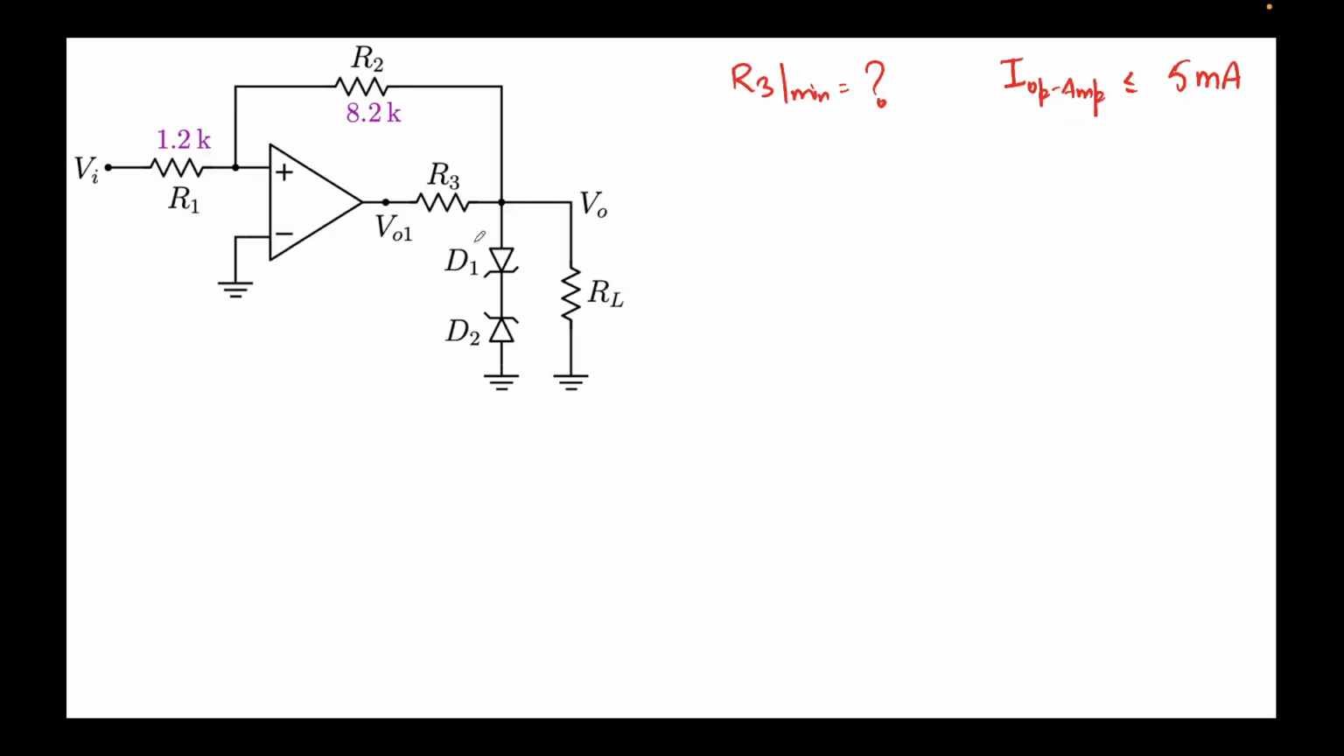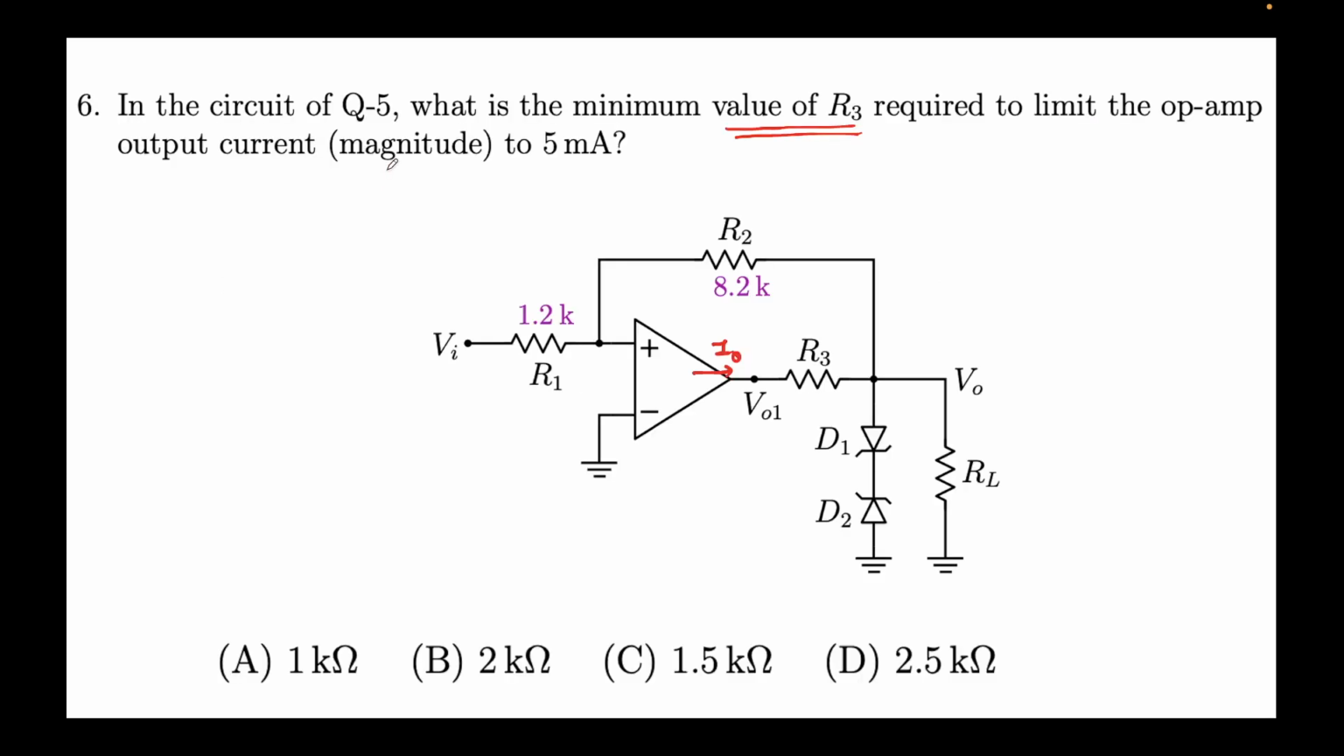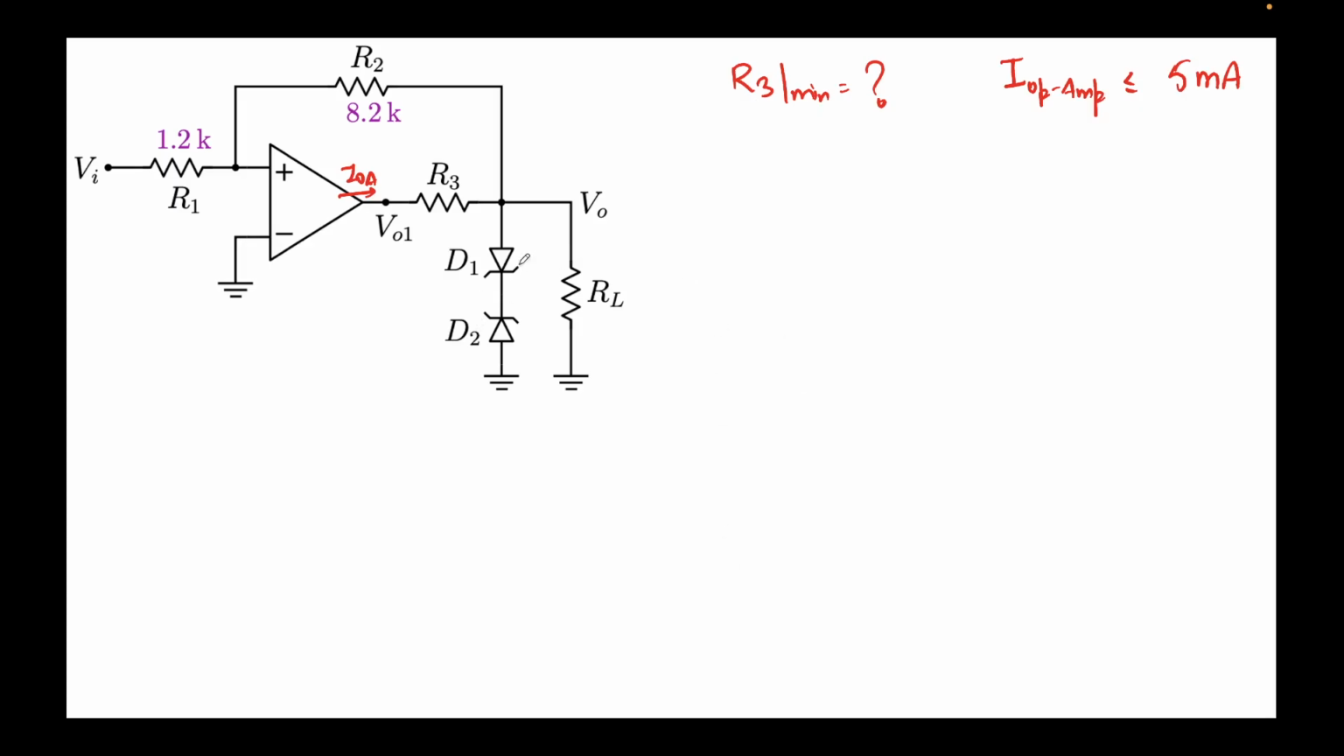So I op amp should be less than 5 milliamps, which I'm denoting as IOA. Let's say there also I'll say IOA. Okay, so we saw in both the cases. In case one, what we had seen was that this was sitting at plus 15 volts, and this was sitting at plus 10 volts. If you remember, this was R3, this was V01, this was V0, correct?